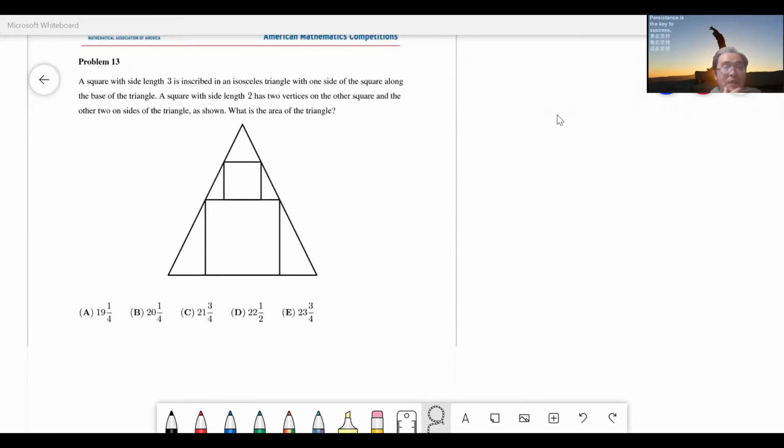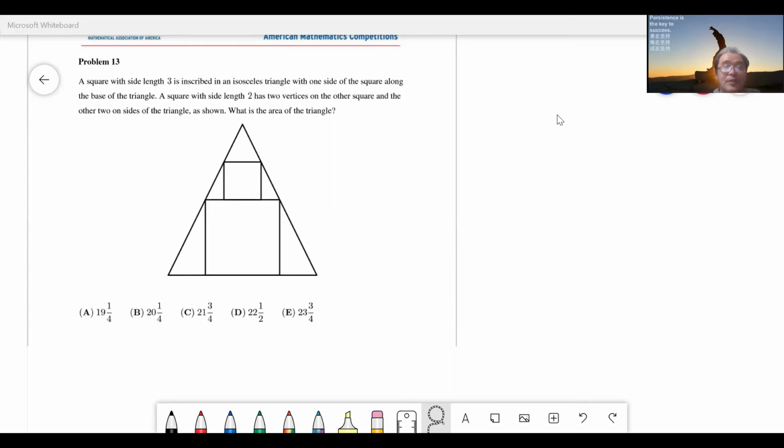Question number 13. A square with side length 3 is inscribed in an isosceles triangle with one side of the square along the base of the triangle. A square with side length 2 has 2 vertices on the other square, and the other 2 on the sides of the triangle, as shown below. What is the area of the triangle?